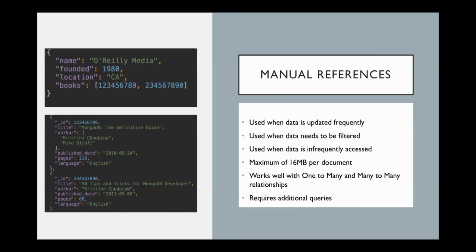In the example shown to the left, instead of duplicating the book publisher in the book collection, we have chosen to reference the books from the publisher. So then when you look up a publisher, you can see what books they have published by querying the books collection using the book IDs.